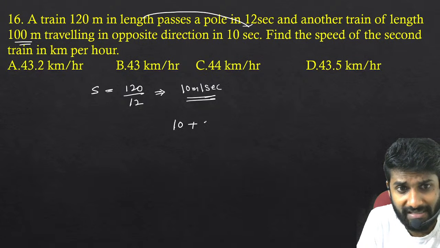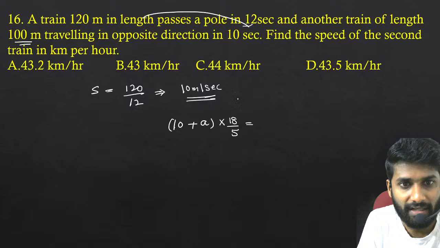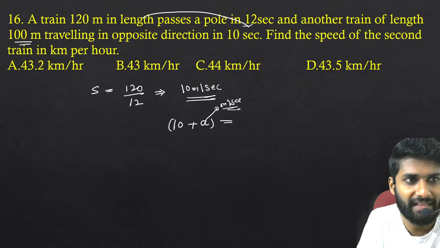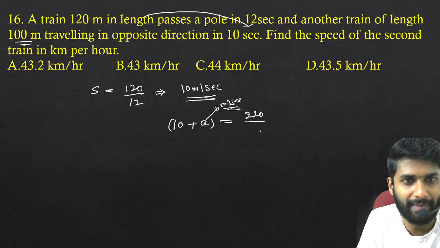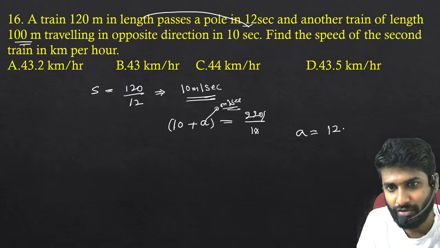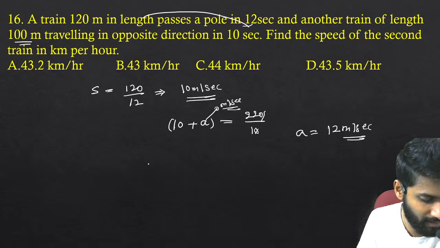Now, 10 plus a converted into 18 by 5 exactly equal to, yeah. So just assume those values also in meter per second, no problem. Now distance means length of the two trains exactly equal to 220 and time taken to cross is exactly equal to 10 seconds. Now these two parameters are cancelled. Now the a value becomes exactly equal to 12 meter per second. Now you can convert 12 meter per second into kilometer per hour.